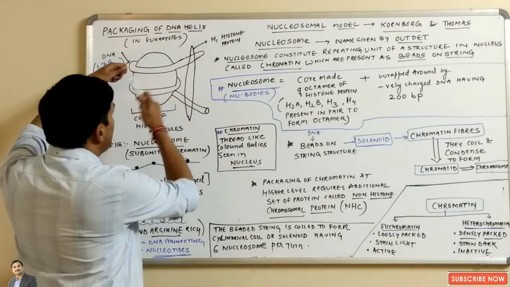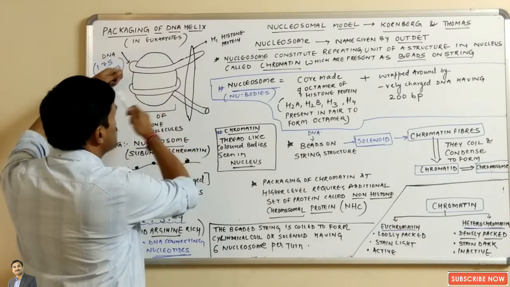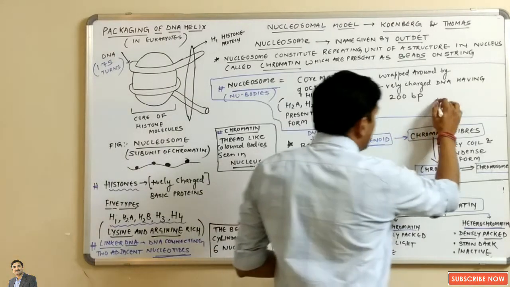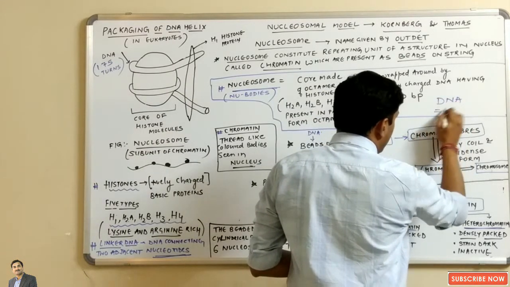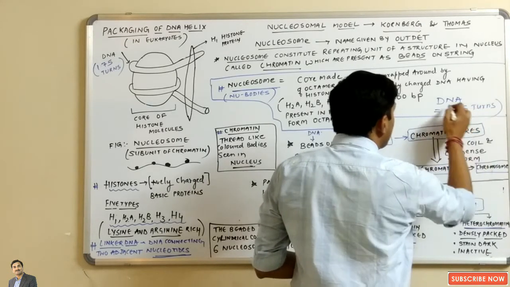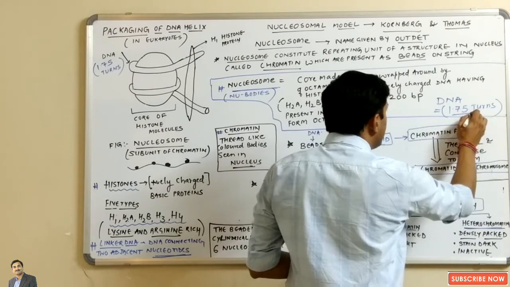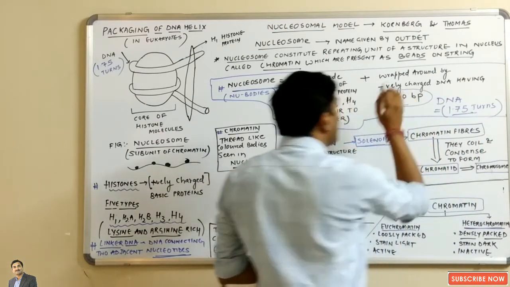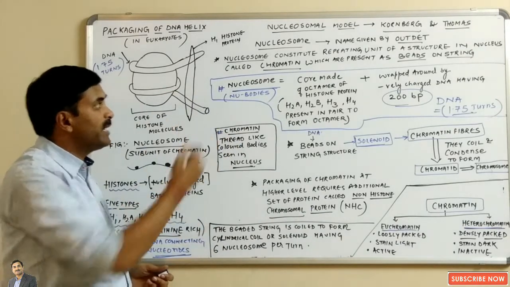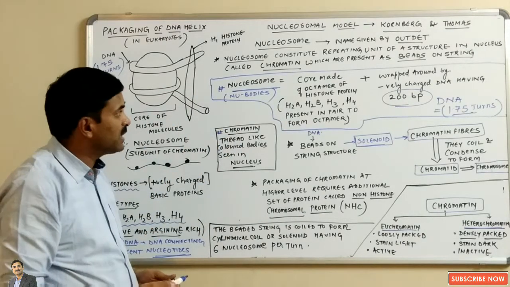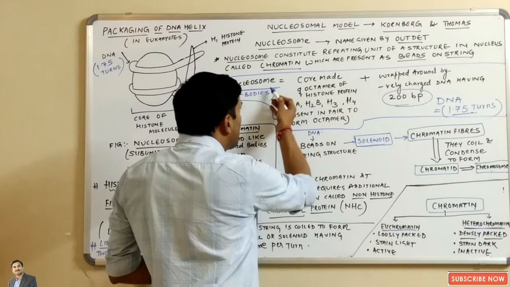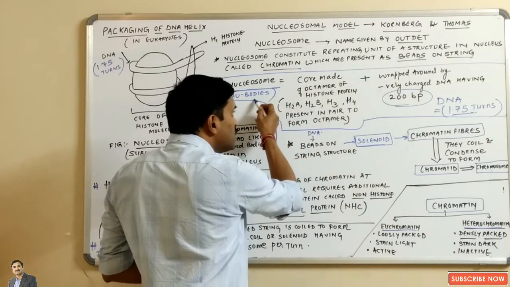Means this DNA which is wrapped around the core of the histone protein consists of 200 base pairs. And you must know that the number of turns of the DNA is 1.75 turns. Means 1.75 turns of the DNA consisting of 200 base pairs are wrapped around the core made up of an octamer of histone proteins. So this forms the complete nucleosome or the nu body.